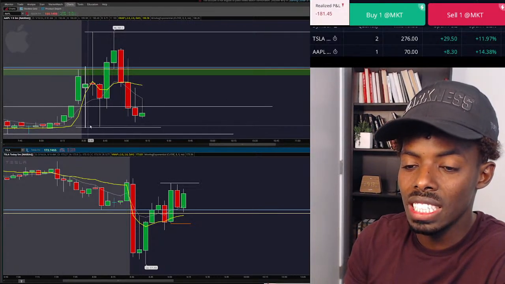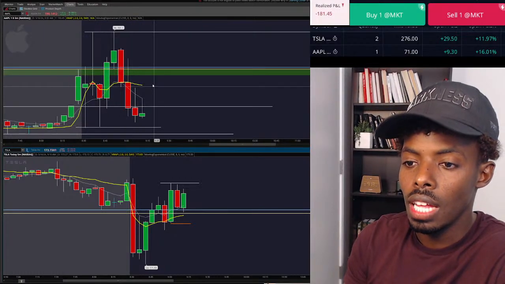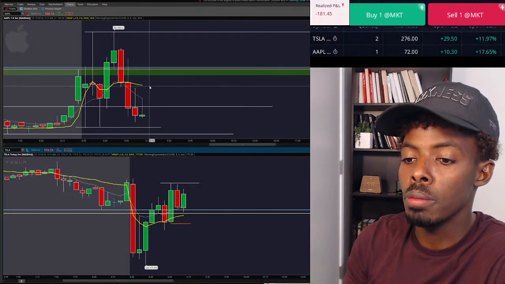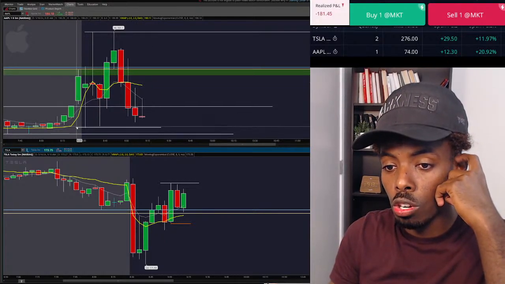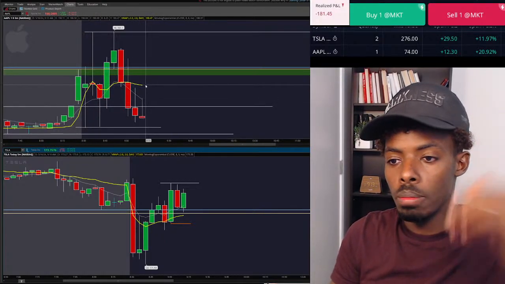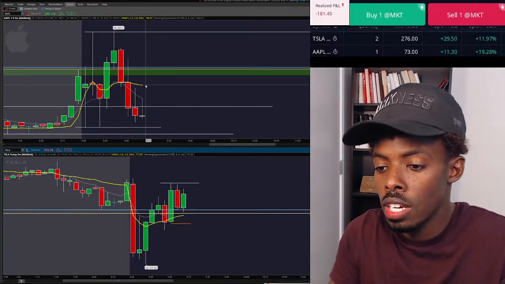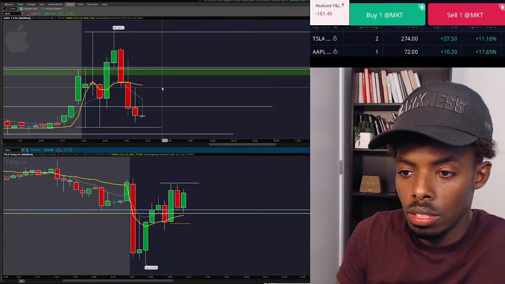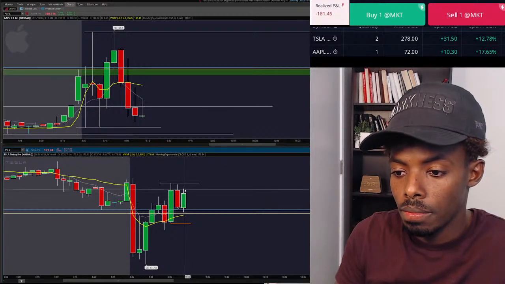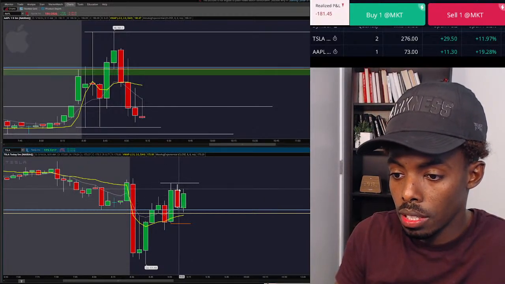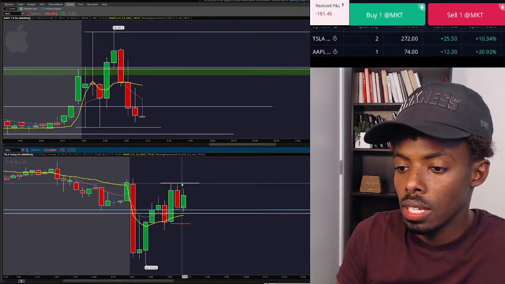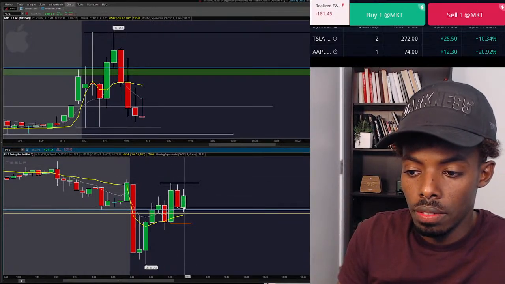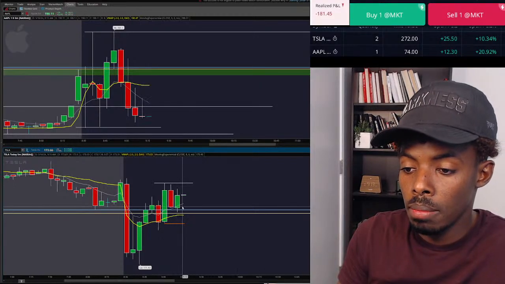If Apple does not break this, that means Apple's gonna go back to the VWAP and break the VWAP up. There's really no other way around it. It's either Apple breaks this turnaround that it's trying to do, or it breaks the VWAP. There are no other options. Tesla is hovering and wanting to break outside of here. And that's fine. As long as we get a close above the ADMA, we're fine with Tesla.